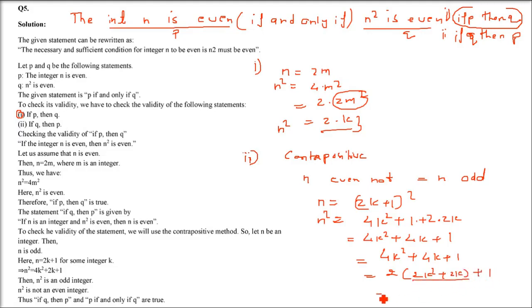So what do you get? This you can take as any p, q or k, it doesn't matter. So let us assume it to be 2k plus 1. So now this is odd. So when you started with the contrapositive, that is n is not even, that is n is odd, you proved that n square is also odd. That is, if not p, then not q. When you proved that, that is if q, then p.